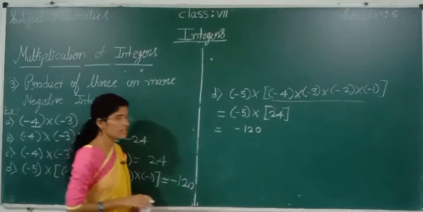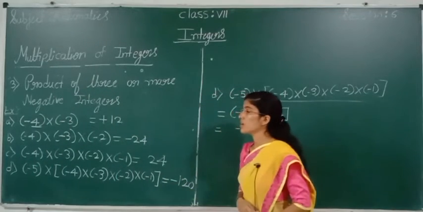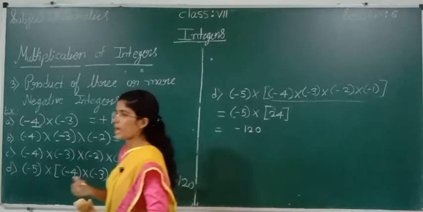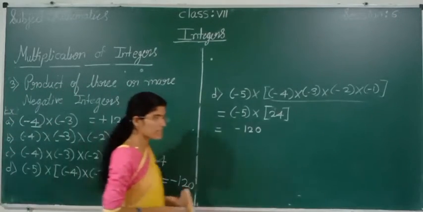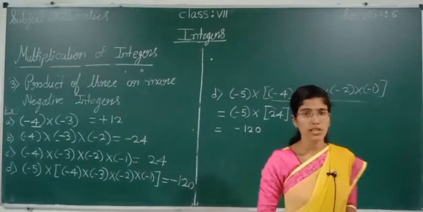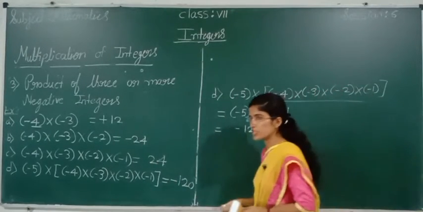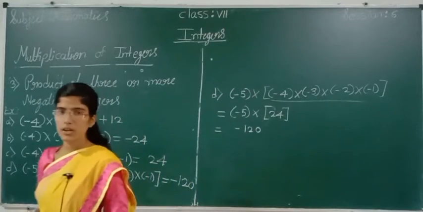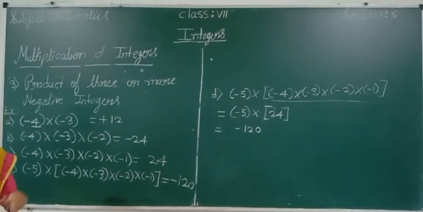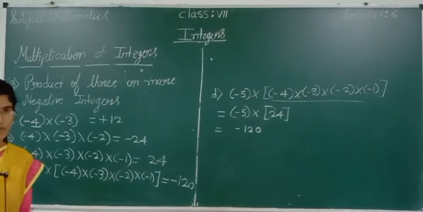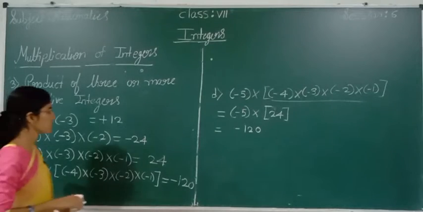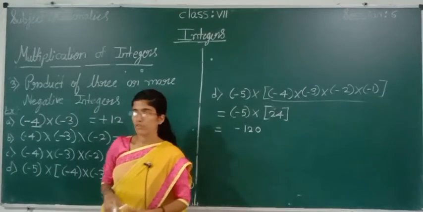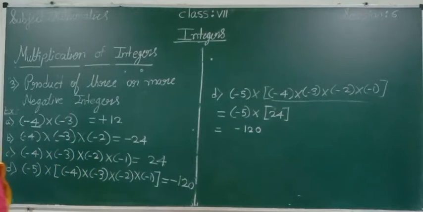See, now we understand how to multiply a positive integer and a negative integer. If we multiply a positive integer and a negative integer, we will get a negative integer. And we come to know that if we multiply a negative integer and a positive integer, we will get a negative integer. And if we multiply two negative integers, we will get a positive integer. And we come to know also the product of 3 or more negative integers. Now we will see properties of multiplication of integers.